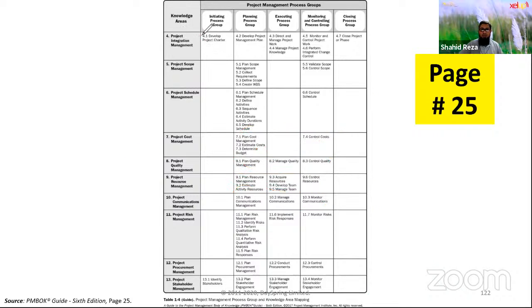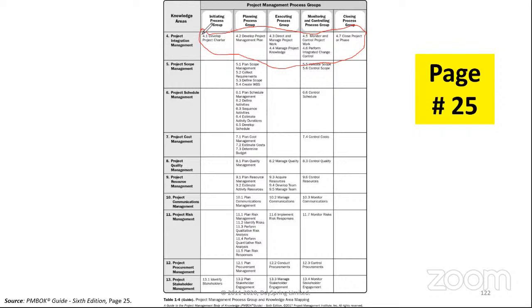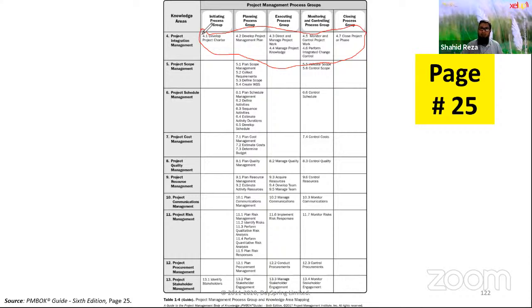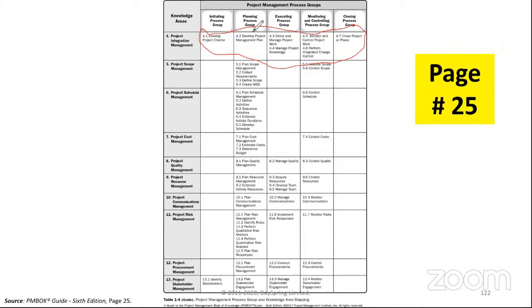Now let me show you what is happening here. We know that integration management is the process which integrates everything, right? Unifies everything, coordinates and communicates between every activity and every process of the project management processes of the project. Integrate all the knowledge areas.